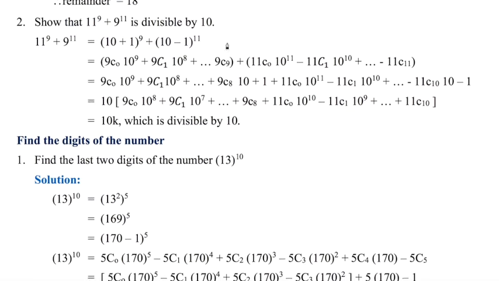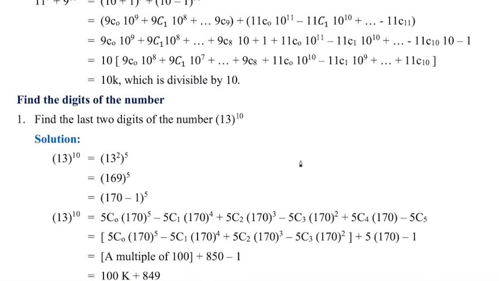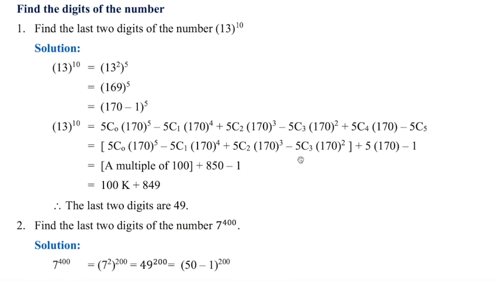Divisible by 10. See, 10 means as expected 10 plus 1 whole power 9, 10 minus 1 whole power 11. Again expand. Expand and see, 1 will get cancelled out. So everything is a multiple of 10, so it is divisible by 10. Okay, find the digits of the number.